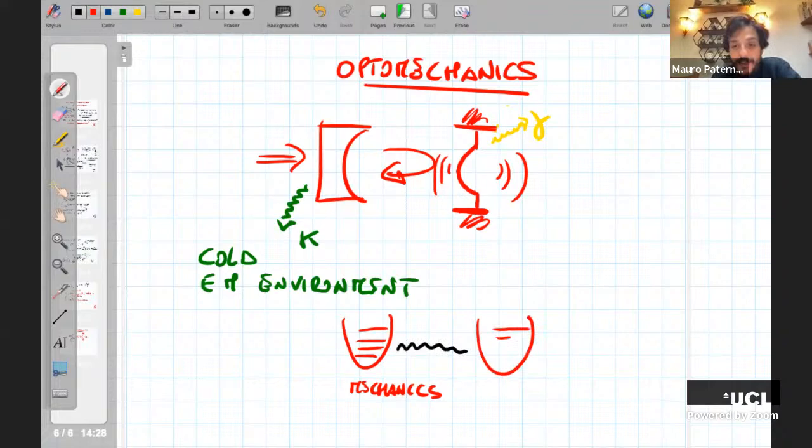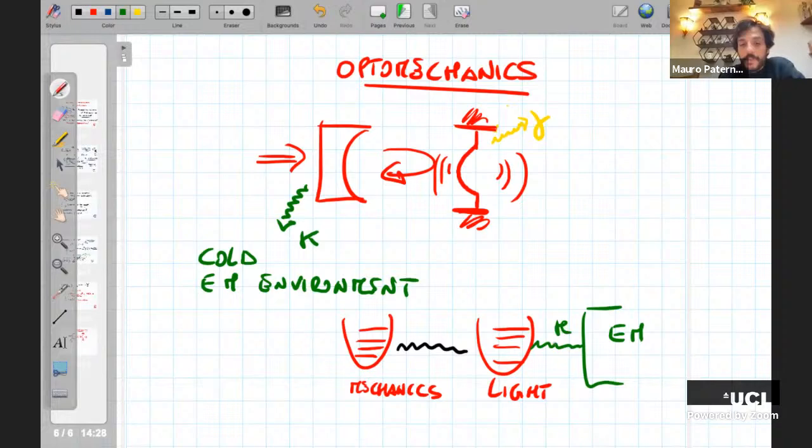And each of them is in contact locally with its own environment. There is a cold electromagnetic environment with which my cavity interacts at a rate kappa. Let's call G the optomechanical coupling strength here. And you have a probably warm environment of phonons, let me call it like this, with which my mechanical oscillator interacts at a rate gamma. And now take all the time that you want.